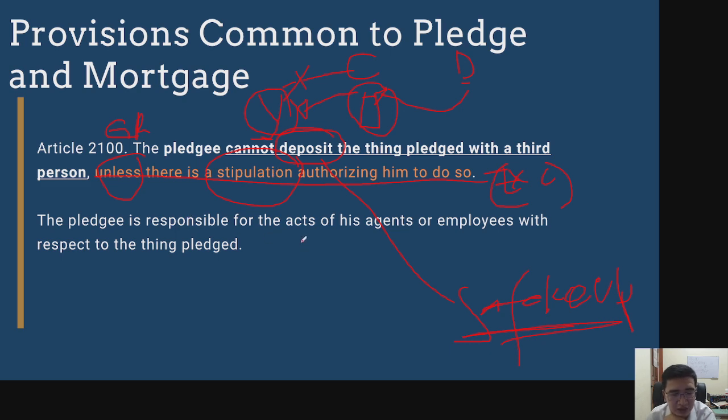The pledgee is responsible for the acts of his agents or employees with respect to the thing pledged. So, there is also a master-servant rule. Master-servant rule under the law on pledge. Okay, so meaning, kung ano ang acts ni servant, meaning ni agent or ni employees, liable si pledgee, si creditor.